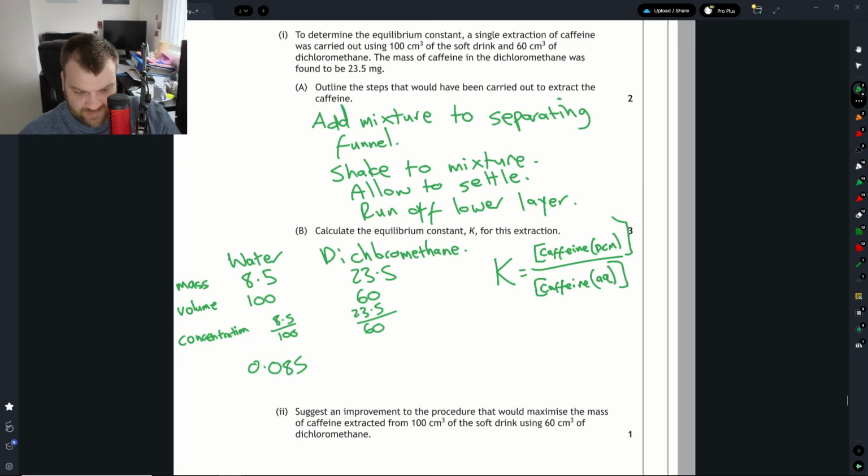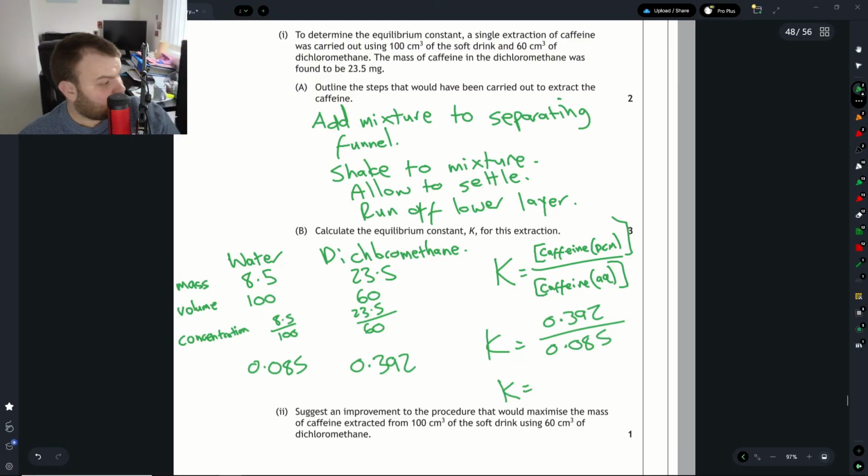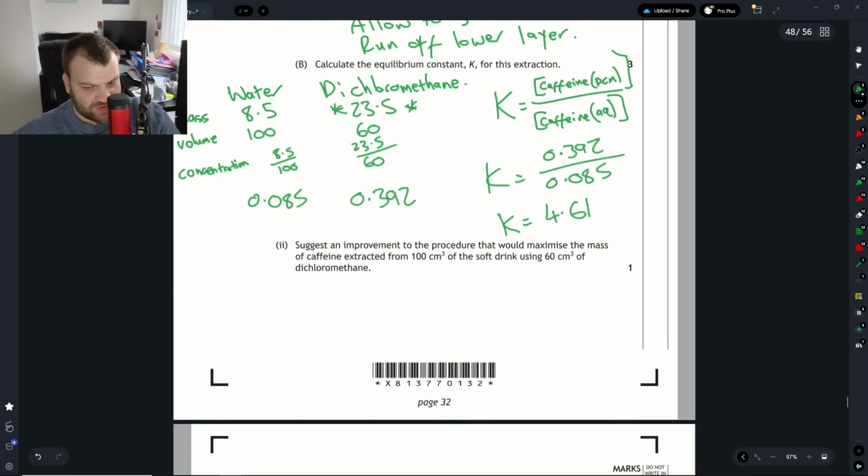That will give you 0.085 for water, and for dichloromethane it'll be 0.392. Then hopefully, if I pop these numbers in the correct order, K would equal 4.61. This makes sense because if you look at how much we've got in our dichloromethane, it's much more than is left in the water. So our K would be a positive number, and 4.61 looks right to me.